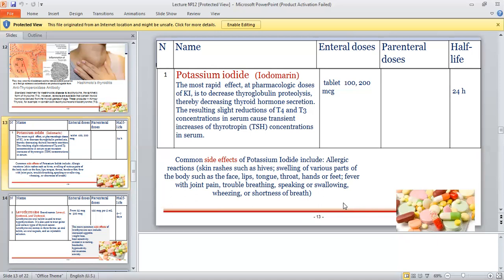The internal dose of these tablets is 100 to 200 milligrams, and their half-life is 24 hours. Common side effects of potassium iodide include allergic reactions, skin rashes, and swelling in various parts of the body such as face, lips, tongue, throat, hands and feet, fever, joint pain, trouble breathing, speaking or swallowing, wheezing, or shortness of breath.